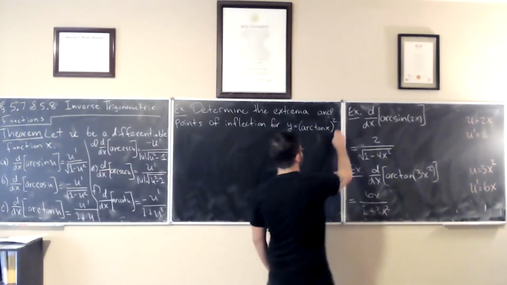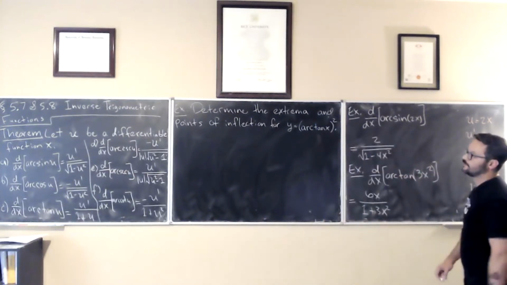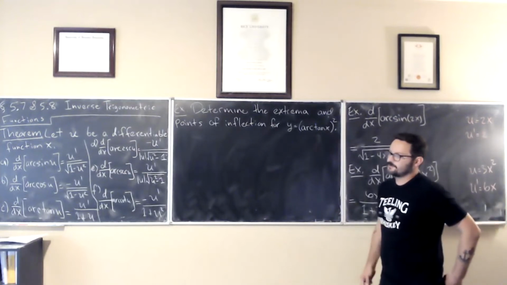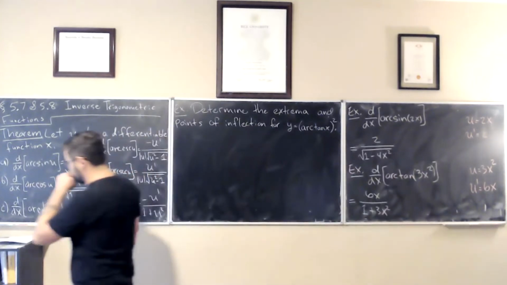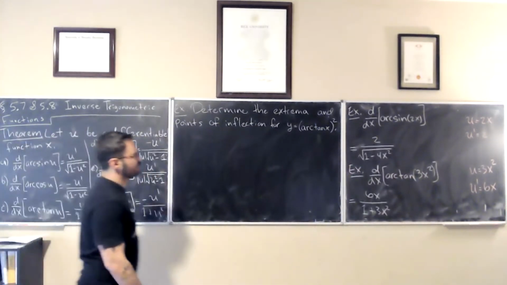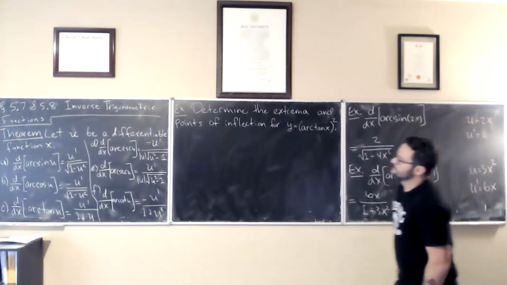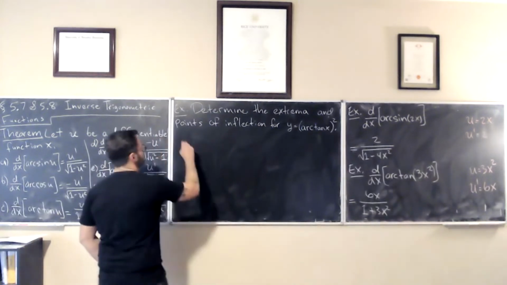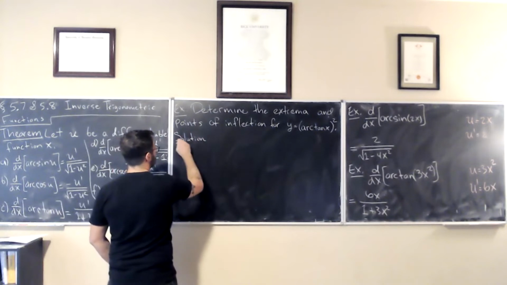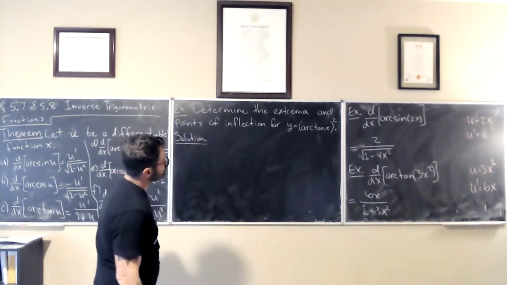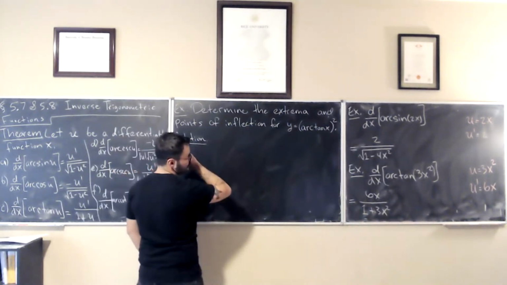Okay, so basically, if we're going to determine the extrema, we need to find the critical numbers and then determine if they're minimum or maximums for this function. And then the points of inflection on the graph are where the second derivative is equal to 0. Okay, so there's going to be a bunch of parts to this, I'm assuming. So we need the derivative for sure.